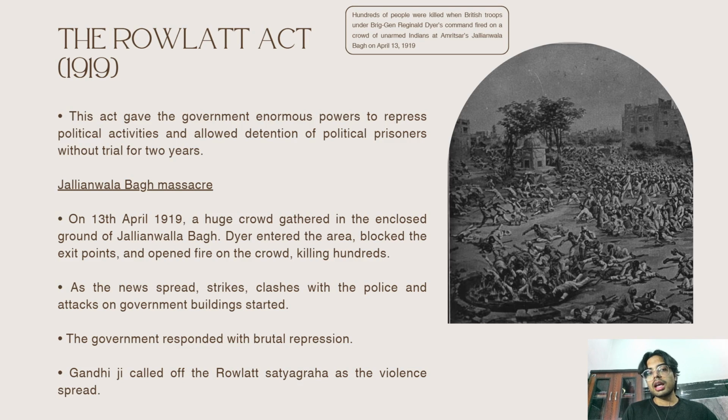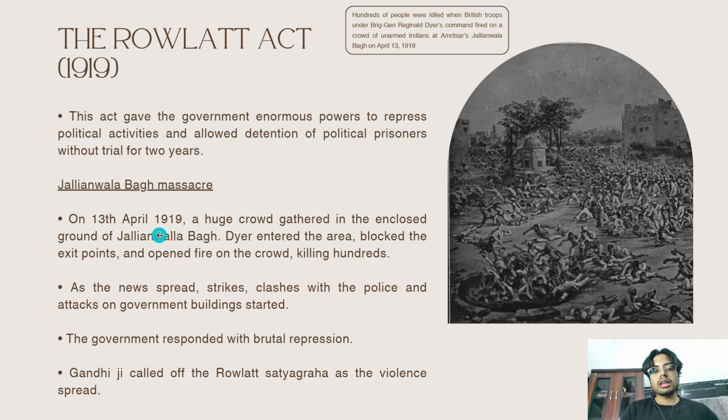So they introduced the Rowlatt Act, and according to this act, Britishers were allowed to put anyone who is acting against their interest into the jail for 2 years without any trial. Now, after the act was introduced, Jallianwala Bagh massacre took place.